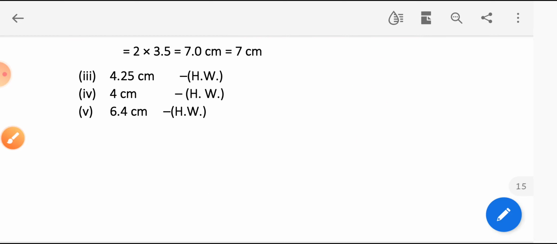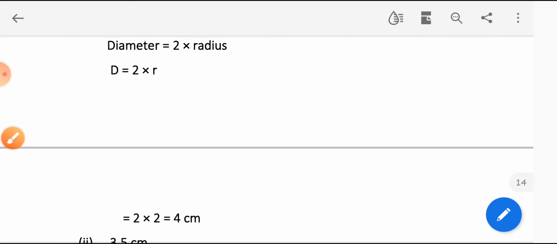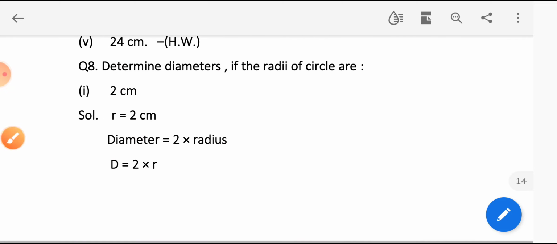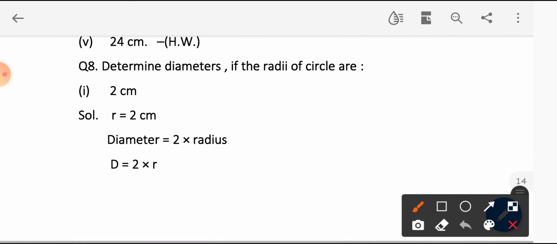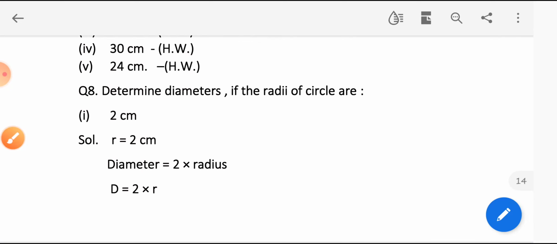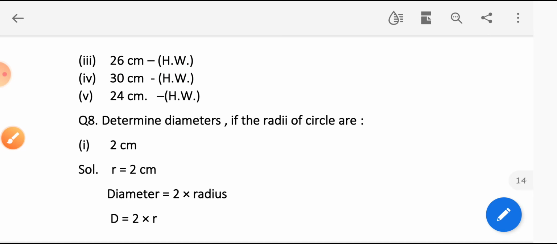So our chapter is now over. We have solved all the different types of questions from all the exercises. So I hope you all have understood all the topics clearly. So we will meet soon with our new chapter on the next day of our class.